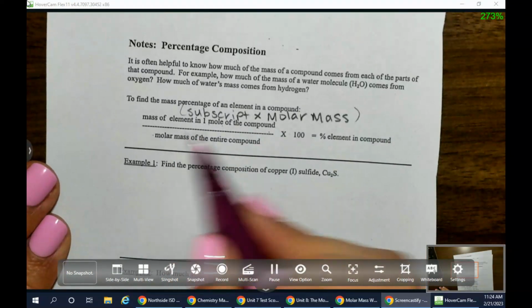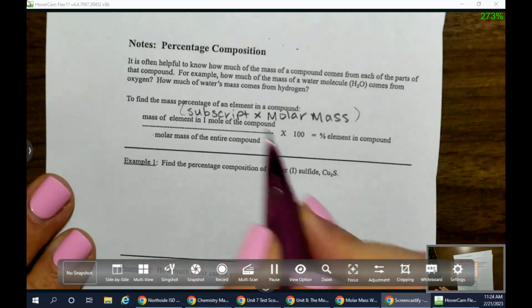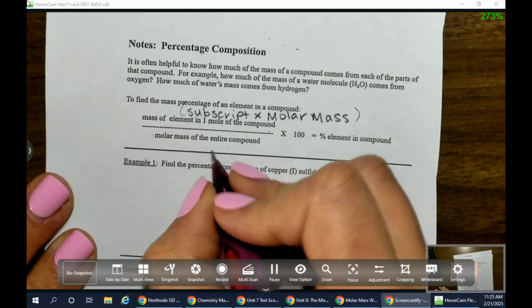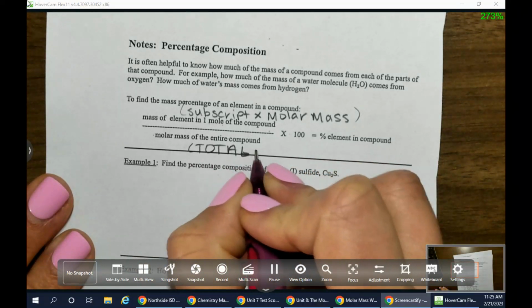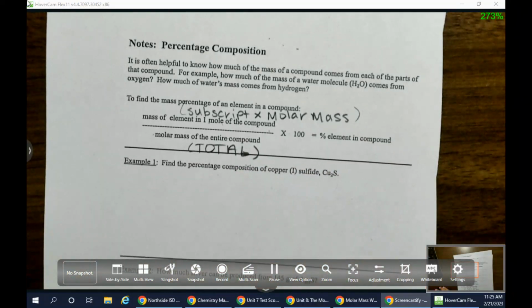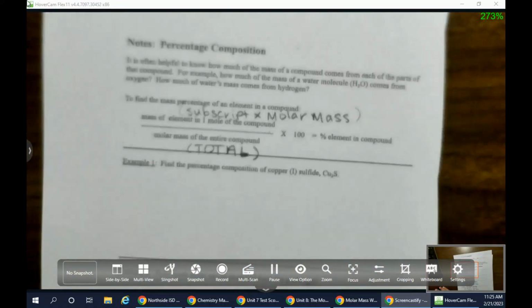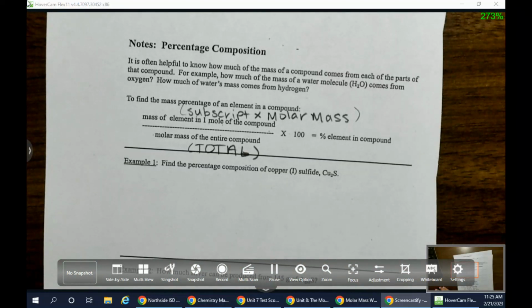We're going to take that value and divide it by the molar mass of the entire compound, which is a total mass. So that means adding up all the individual molar masses to make a total molar mass. That's what you guys have experience doing.